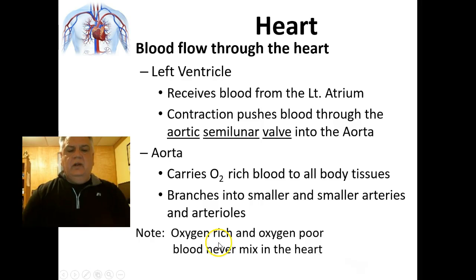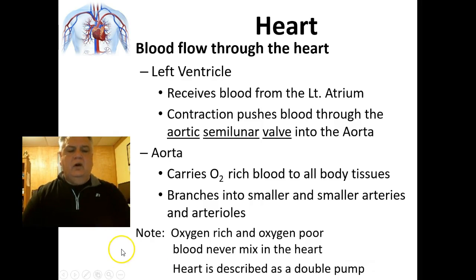It's important for us to note here that oxygen-rich and oxygen-poor blood will never mix under normal circumstances in the heart. Because of that septum, we have the heart divided into the right and left sides. So on the right side, we're going to have the heart pumping oxygen-poor blood. On the left side, we're going to have the heart pumping oxygen-rich blood that has returned from the lungs. For that reason, the heart is noted as a double pump. It's pumping both oxygen-poor blood and oxygen-rich blood at the same time to different areas, and never the two shall mix.